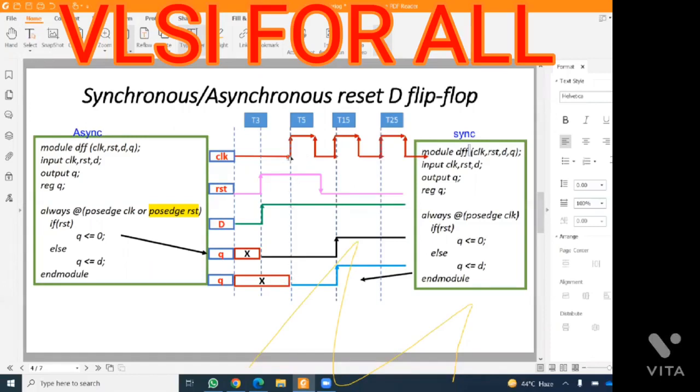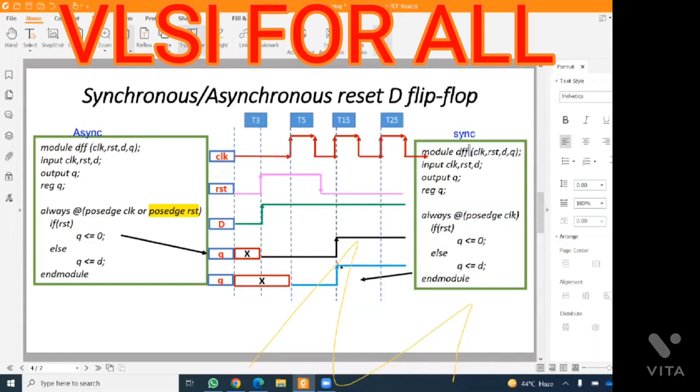Now let's go to the next clock. Again there is a positive edge, so this code triggers again. What is the value of reset here? 0. It's low, and low means 0. It went to the else block, which means assign D to Q. Whatever the value, D is high, right? The D value is assigned here.